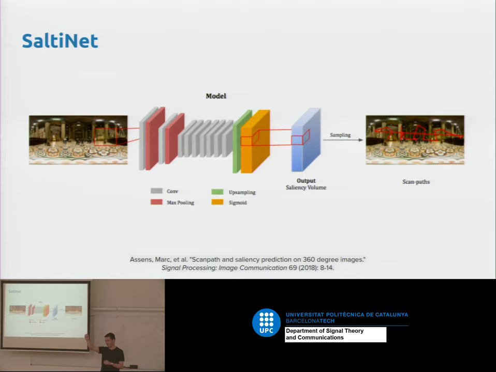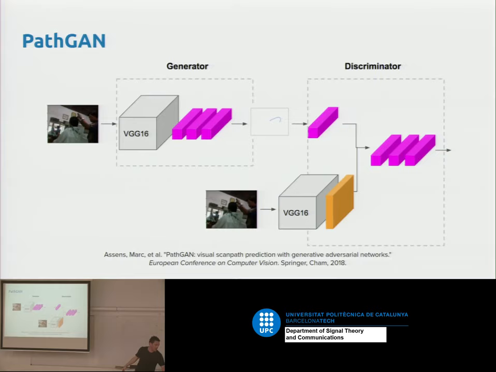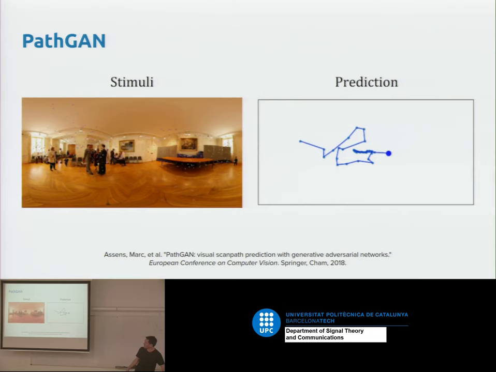And there are some of the scan paths that you can generate using this. If you follow that link there, you can find the model and run it yourself if you want. We had another work to follow that up that does it directly. It uses a GAN and a recurrent neural network to just predict the point. It's a bit more complicated, so I'm not going to go into it here, but if you're interested in the problem, you can find it there. And that's an example of the output.